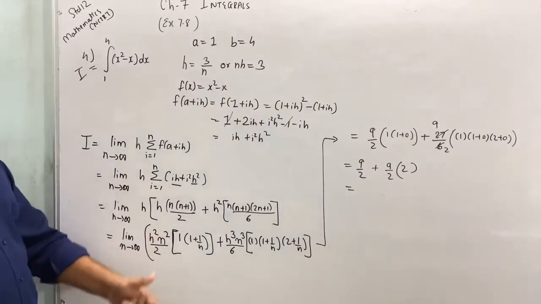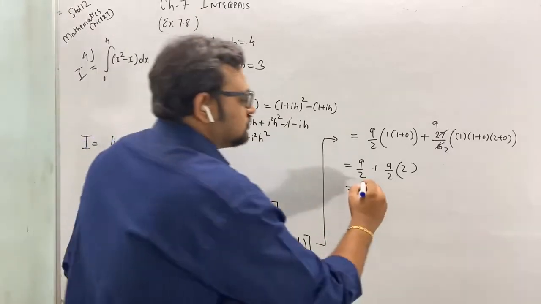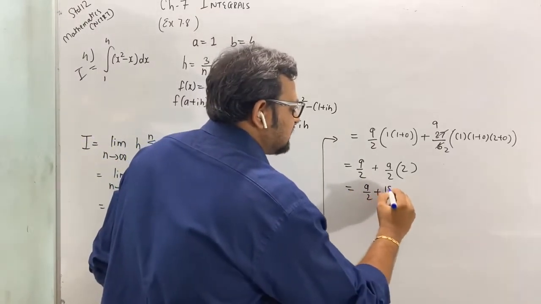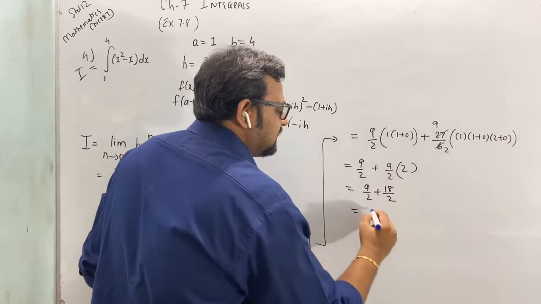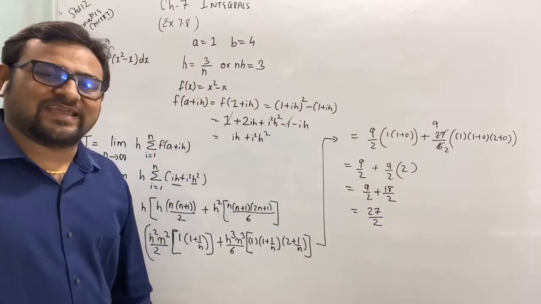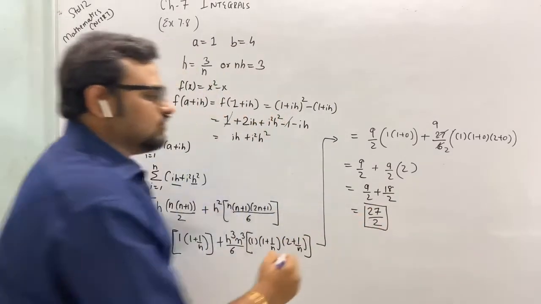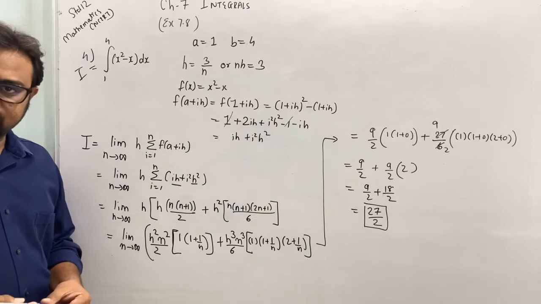So 9 by 2 plus 9 by 2 into 2. So 9 by 2 plus 18 by 2. This will be equal to 27 by 2. This is your answer.